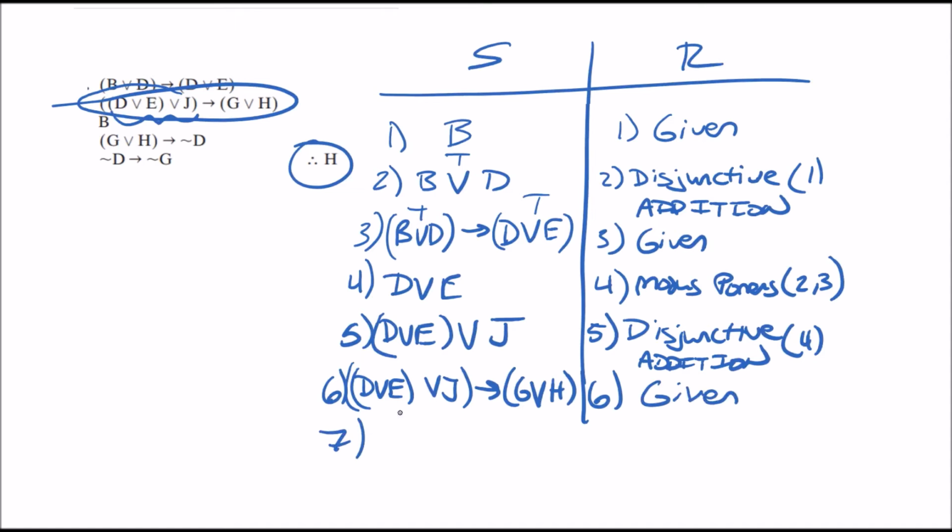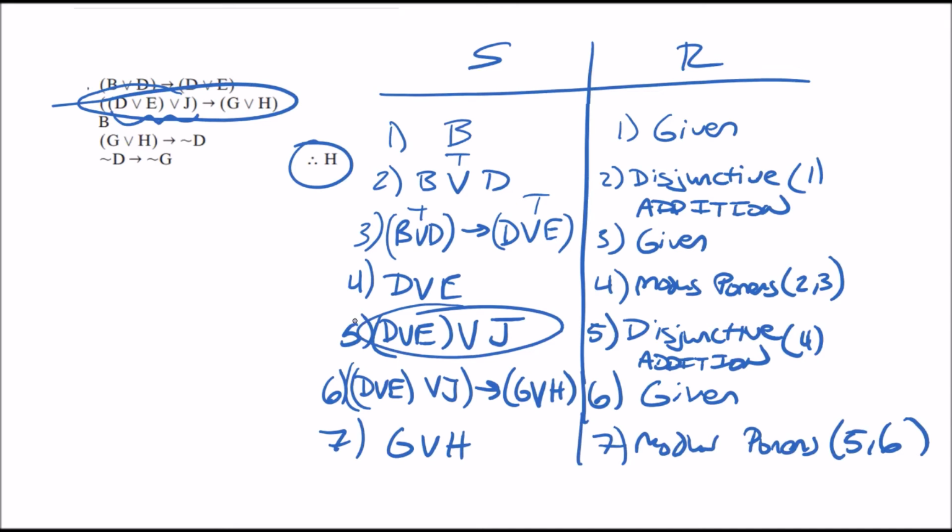Now we're going to say that G or H is true, and that's our modus ponens here. I'm sorry, and that was from lines 5 and 6. Jumped the gun a little bit. Okay, as you can see, if this whole statement's true, and this is true, then that has to be true. That's, again, that law of detachment.